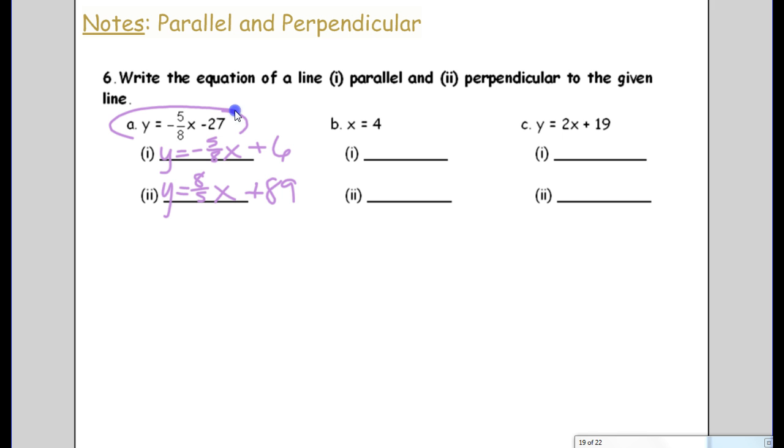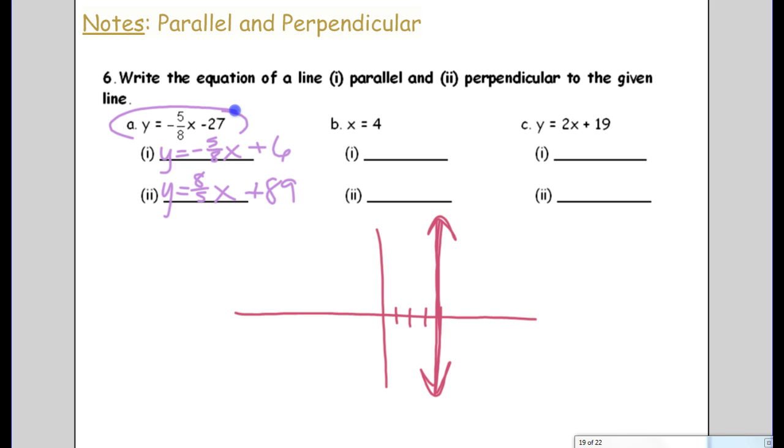Uh-oh. X equals 4. That's one of those weird ones. 1, 2, 3, 4. That's this line right here. You go over on the x-axis to 4. So what would be a line parallel to that? X equals 2? Sure. X equals anything. Just put a number. Any number will give you a vertical line. X equals a number is always a vertical line.